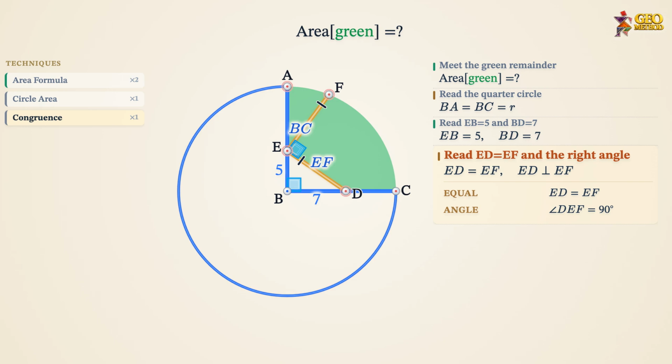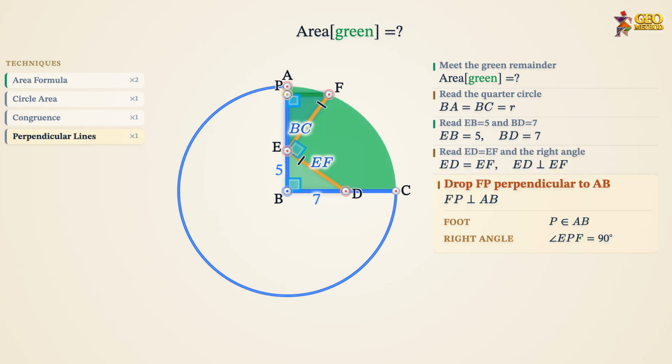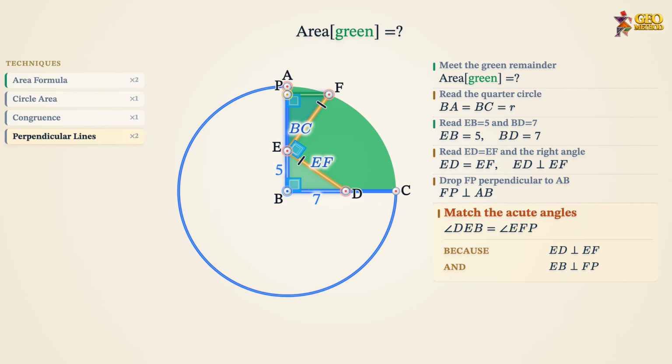Let P be the foot of the perpendicular from F to segment AB. This creates a 90-degree triangle EPF beside the given 90-degree triangle EBD. Angle DEB equals angle EFP because each angle is formed by a pair of respectively perpendicular lines.